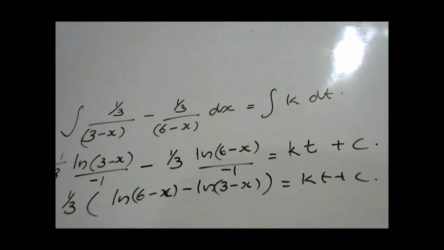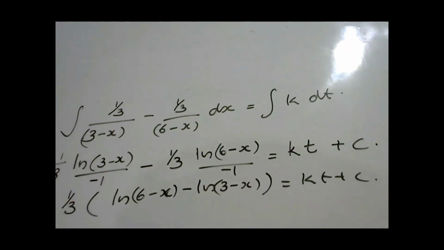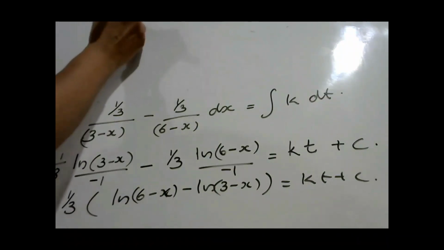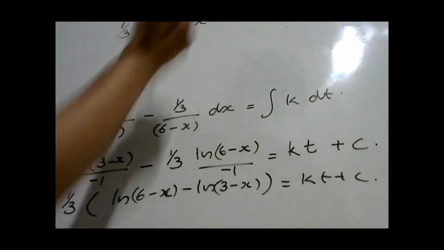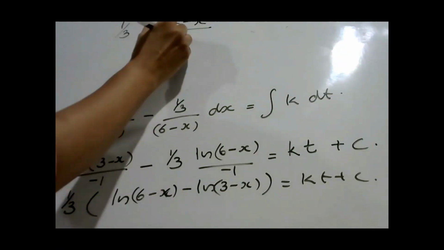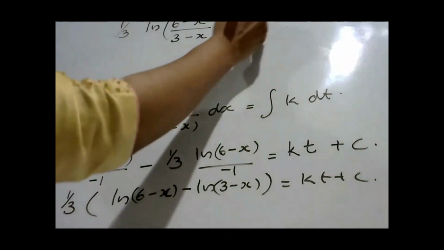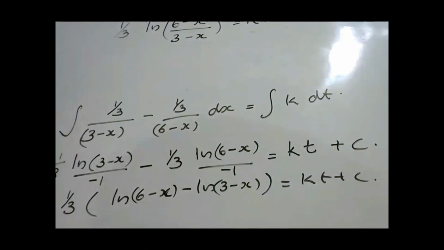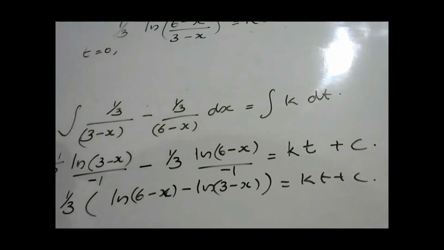Have you reached up to this, Devon? Yes. Okay. Now we are asked to calculate the value of k. Before that, I can even simplify this as 1 over 3 ln of (6 minus x) minus ln of (3 minus x). By the property of logarithms, it is equal to 1 over 3 ln of (6 minus x) over (3 minus x) is equal to kt plus c. And we are given that when t equals 0, x is equal to 0.